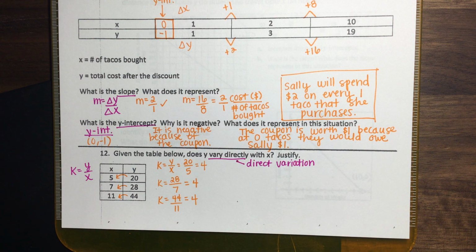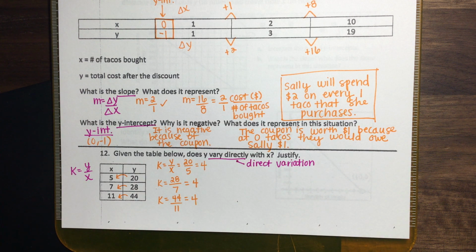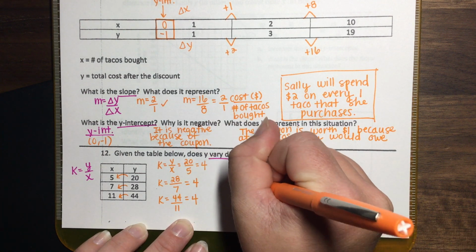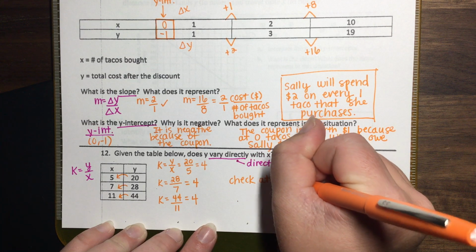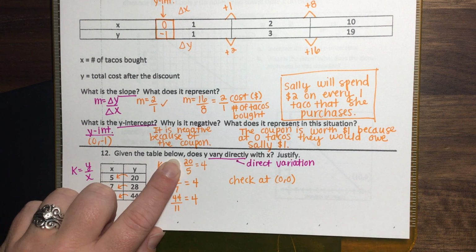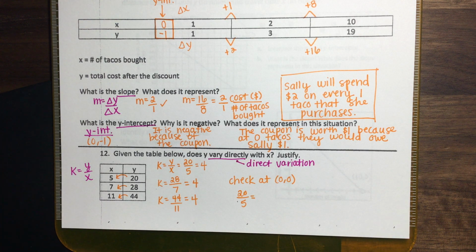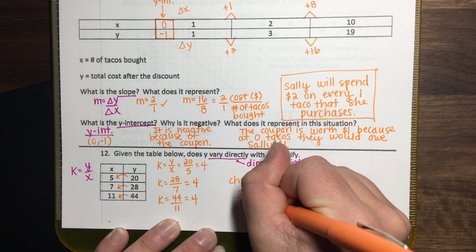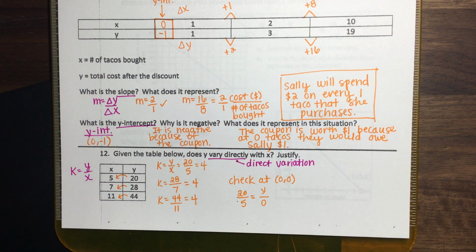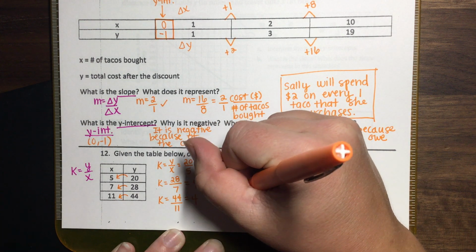In order for it to vary directly, it not only has to have a constant variation, but it also has to go through the point 0, 0. So I've got to check the point 0, 0. I can do that by plugging in a proportion. I know that when y is 20, x is 5. So if I plug 0 in for x, I can solve for y.